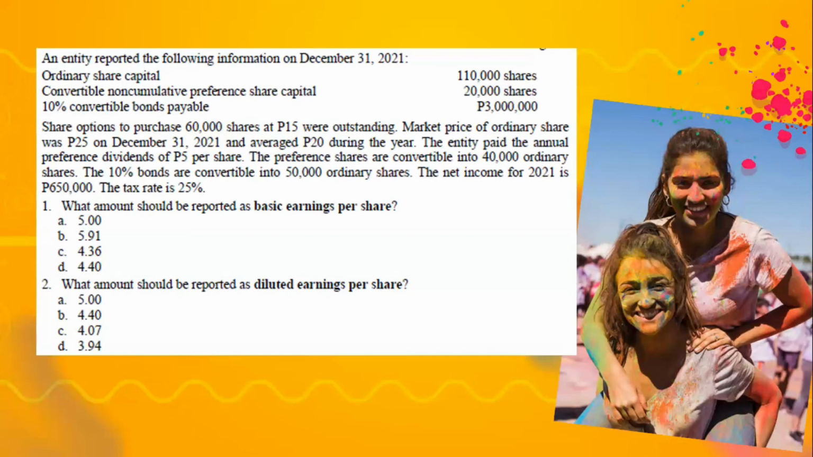The preference shares are convertible into 40,000 ordinary shares. The 10% bonds are convertible into 50,000 ordinary shares. The net income for 2021 is 650,000. The tax rate is 25%.